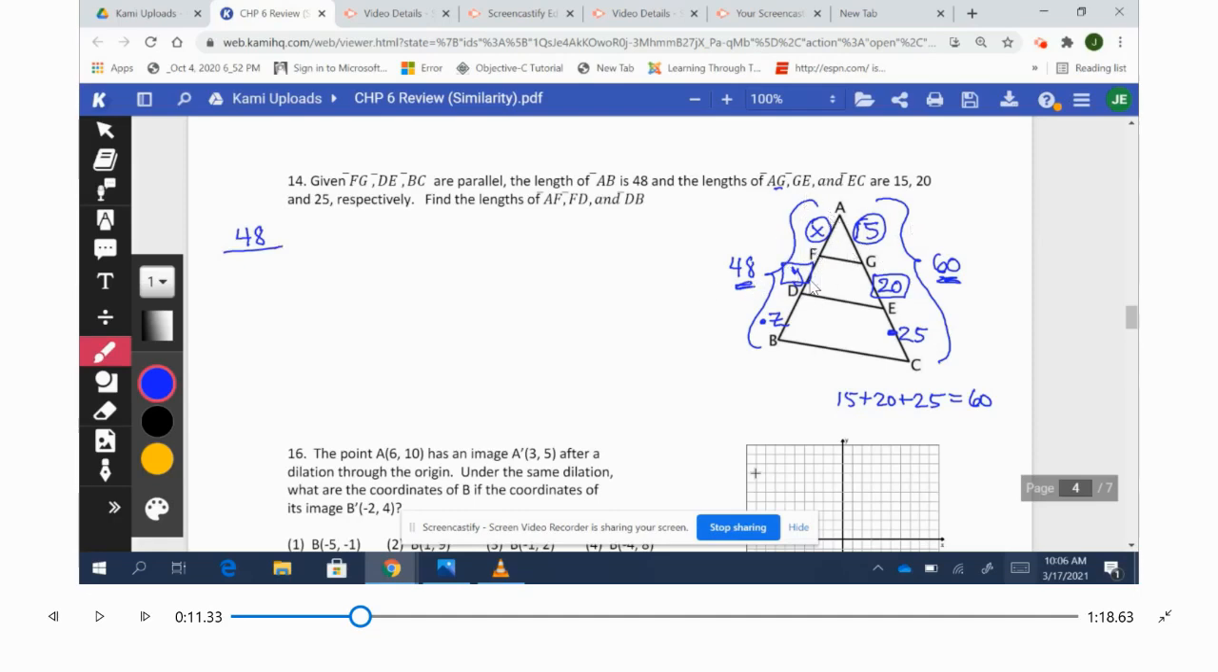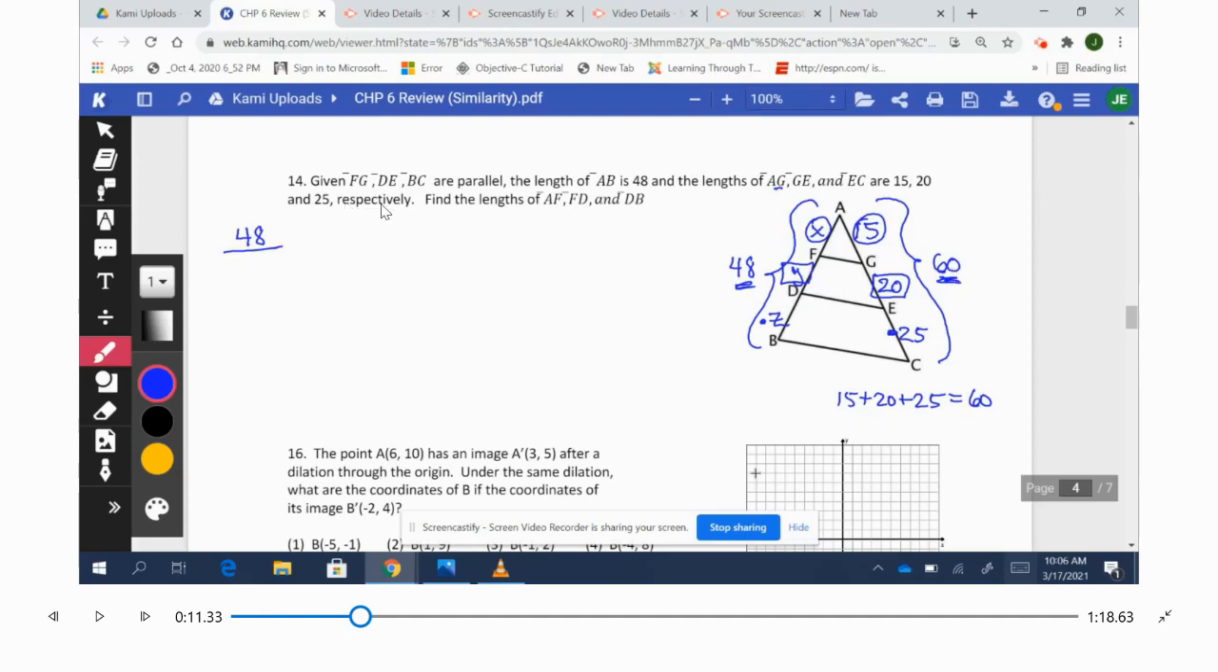So I couldn't really use side splitter because I didn't have any of the numbers from this side, any of the side lengths. So I had to use the total that they gave me. So 48, and then what I used here was I took these three and added them to find the total here. So my ratio is going to have to be 48 to 60.